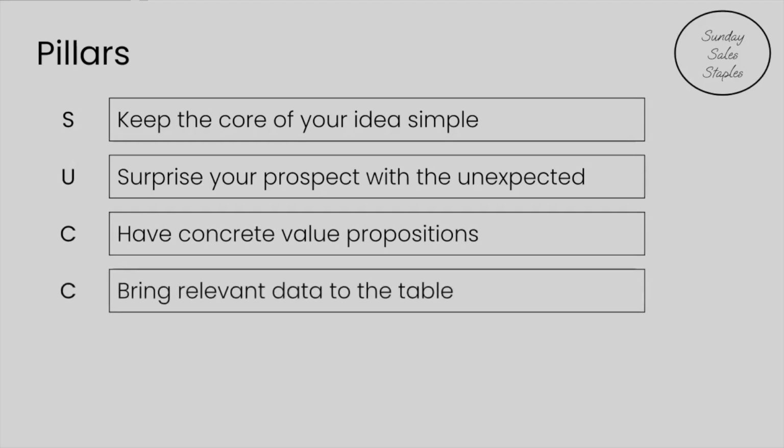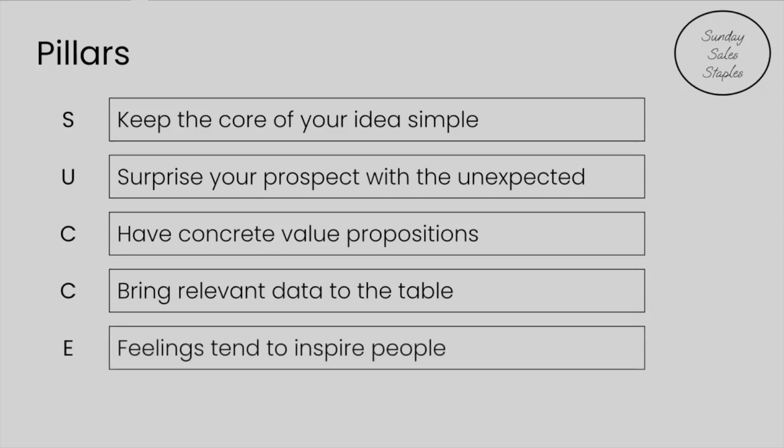The second C, credible. Prospects tend to be skeptical when industry experts reach out to them to inquire about their business. To set yourself apart from the pack, you need to bring relevant data to the table that your prospects care about. Anyone can manipulate data in their favor, so be careful with this. Rather than asking a question and digging up the data to support it, dig into the data first and then build a story around what it is telling you. E, emotional. Feelings tend to inspire people to act.